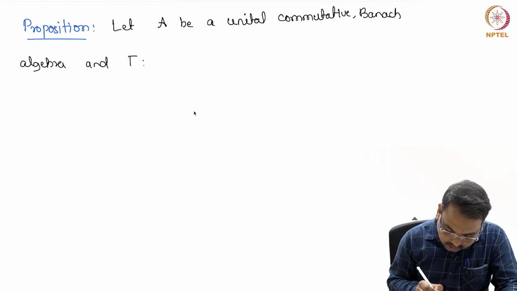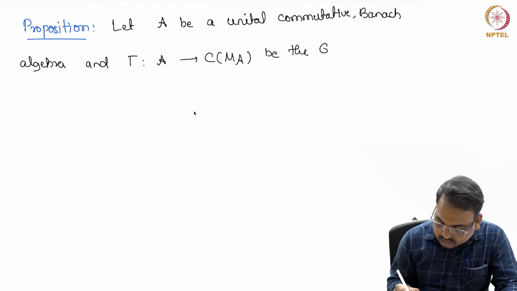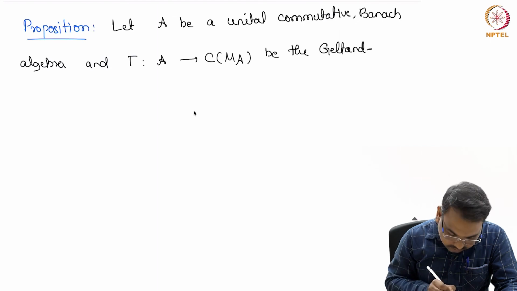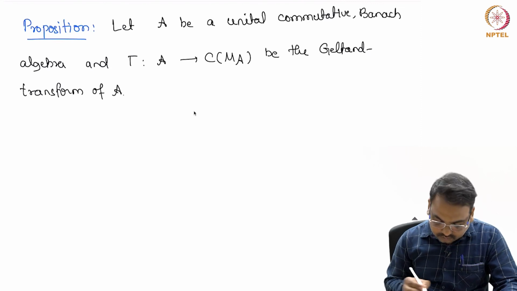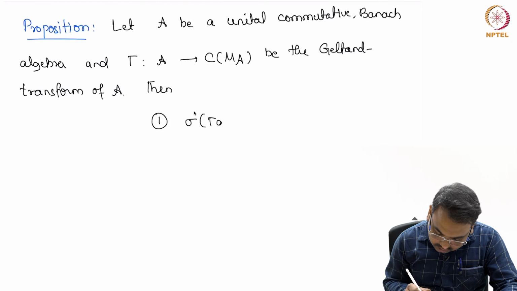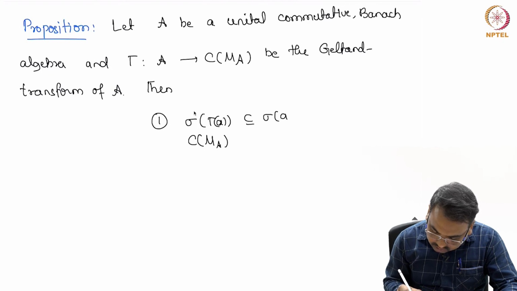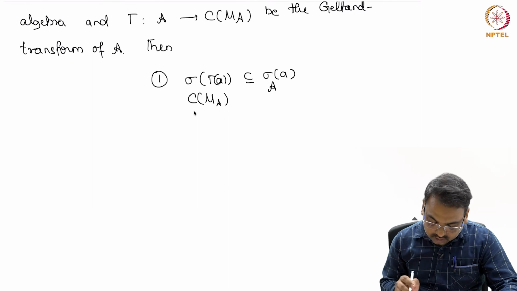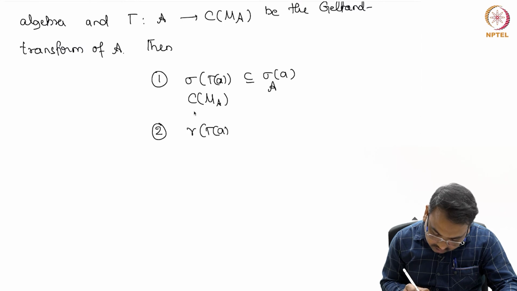And let gamma from A into C of MA be the Gelfand transform of A. Then we have that the spectrum of gamma A in this algebra C of MA is contained in the spectrum of A with respect to the algebra A, and from this we can say that the spectral radius of gamma A is less than or equal to the spectral radius of A.